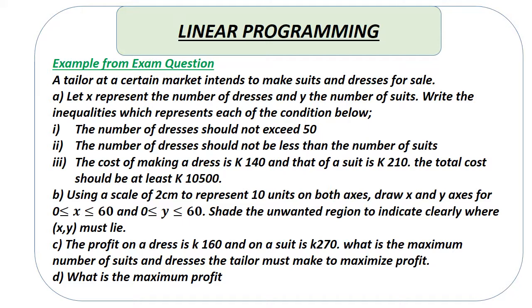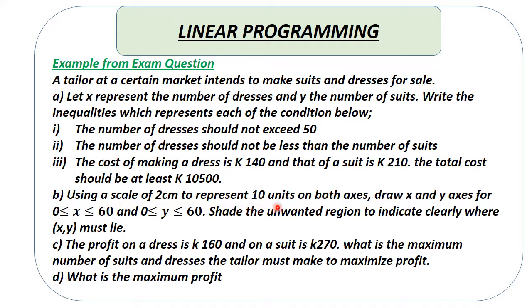Now, this is the first part, converting word statements to inequalities. The first is: the number of dresses should not exceed 50. How do you write this? The number of dresses should not be less than the number of suits. How do you write this? The cost of making a dress is 140 kwacha and that of a suit is 210 kwacha. The total cost should be at least 10,500. So this is question A. You use x to represent the number of dresses and y the number of suits, then you convert this into inequalities. That's the first part. The second part is about graphing.